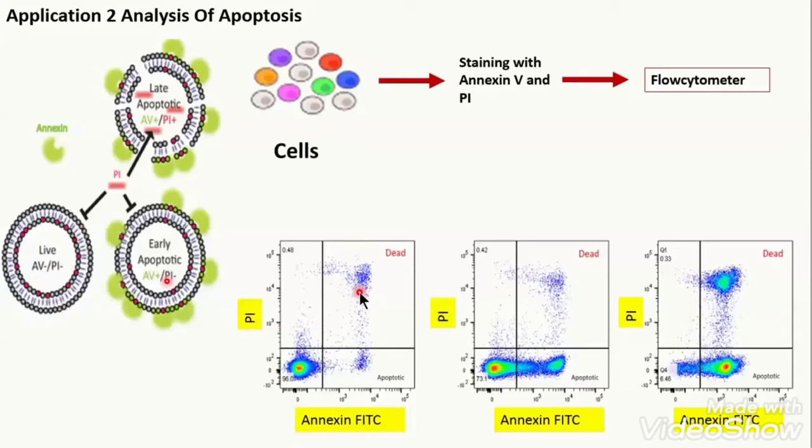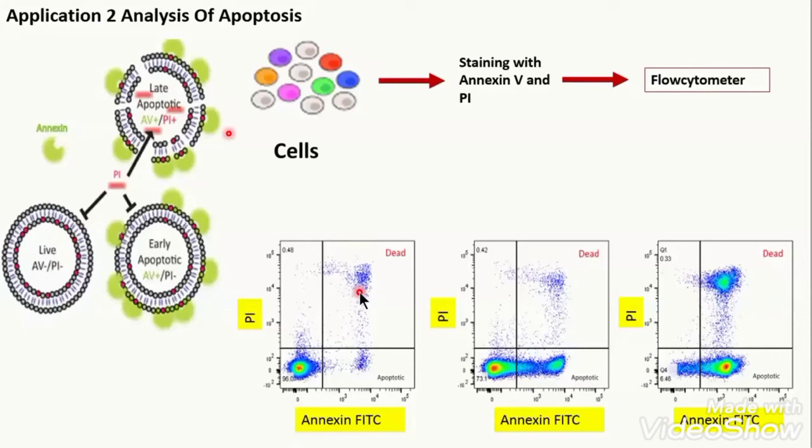The cells which are currently undergoing apoptosis, the phosphatidylserine will come out. So it will be annexin positive, but still they are live, so they will be PI negative. And finally, the cells which are already dead because of apoptosis, they will be double positive. They will be positive for annexin as well as they will be positive for what? PI.